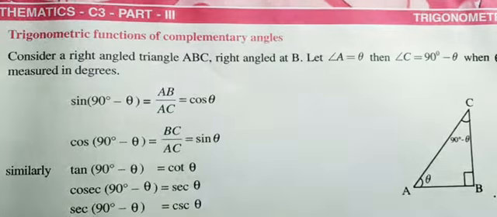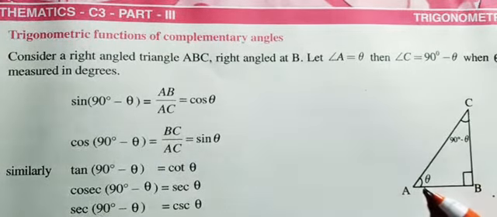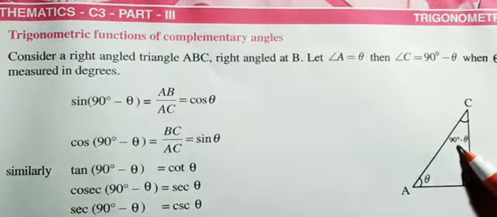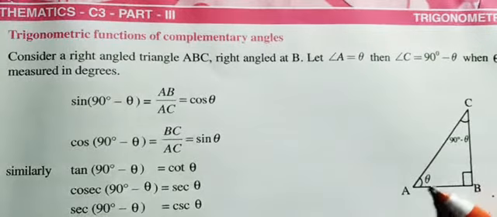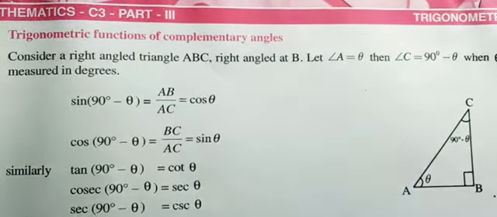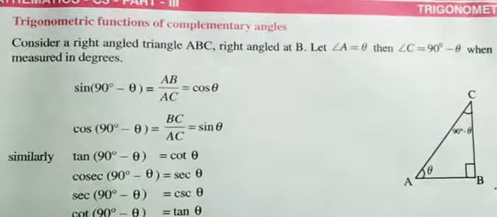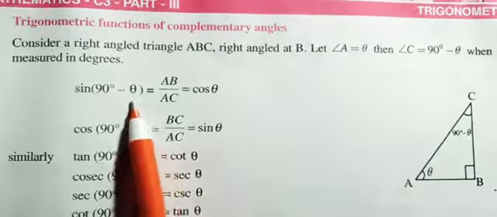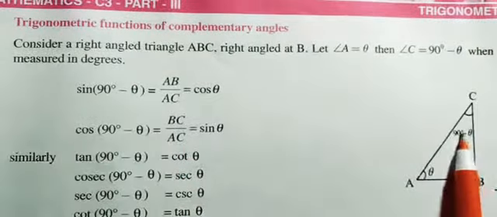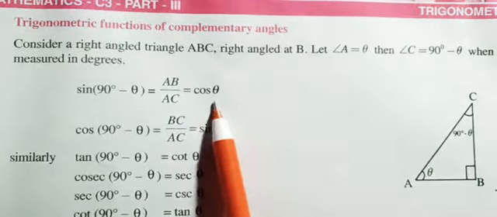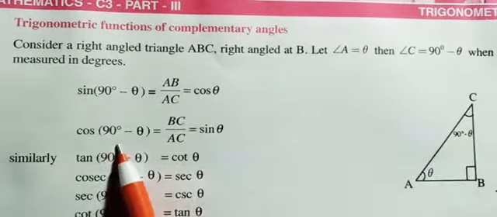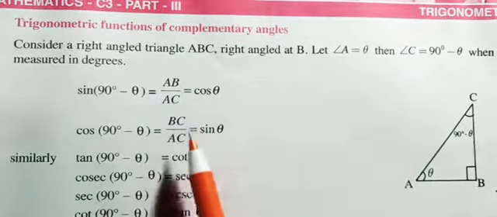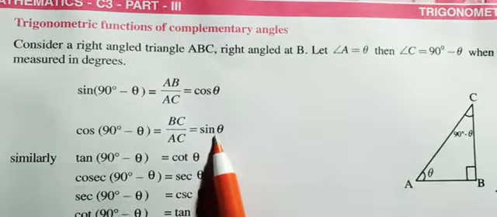Now as we can see from this picture, this is a right angle triangle, right angle at B. This angle is theta. Obviously this angle is 90 minus theta because the sum of all three angles is 180 degrees. This proof is very simple. From the figure, sin of 90 minus theta is AB by AC, that is cos theta. Similarly, cos of 90 minus theta is BC by AC, that is sin theta.